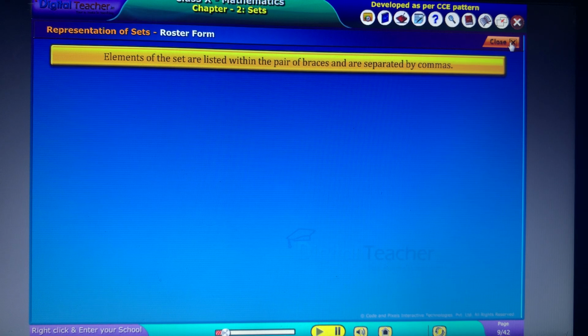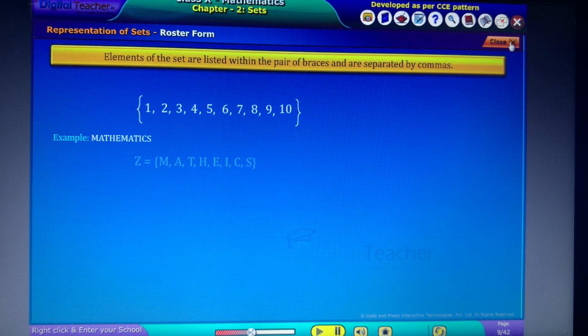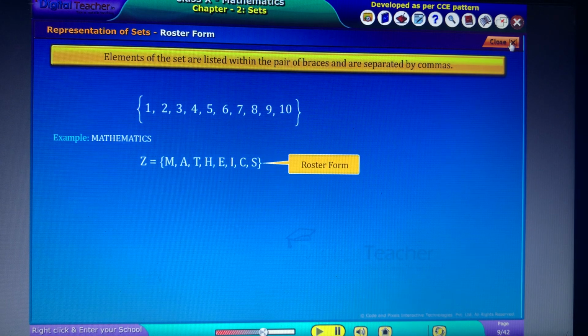In this form of representation, elements of the set are listed within a pair of braces and are separated by commas. The other example is the set of all letters in the word mathematics. Its roster form is written as Z equal to the set of letters M, A, T, H, E, I, C, S.